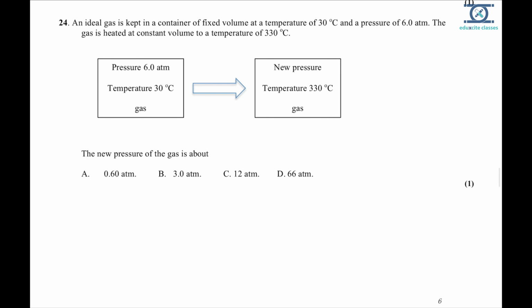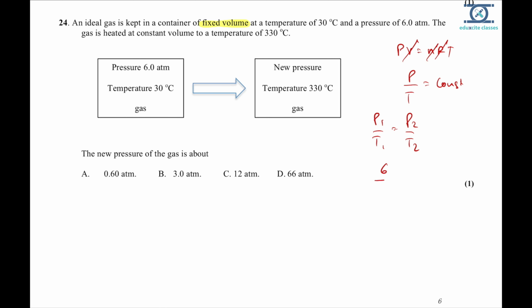Question number 24. This is an ideal gas kept in a container of fixed volume. Now volume is fixed. Okay, there is no change in volume. At a temperature of 30 degrees Celsius and pressure is 6 atm. The gas is heated again at constant volume to a temperature of 330. So I can say PV equals nRT. If these are all constant, the P by T ratio is constant. So I can say P1 by T1 is equal to P2 by T2.